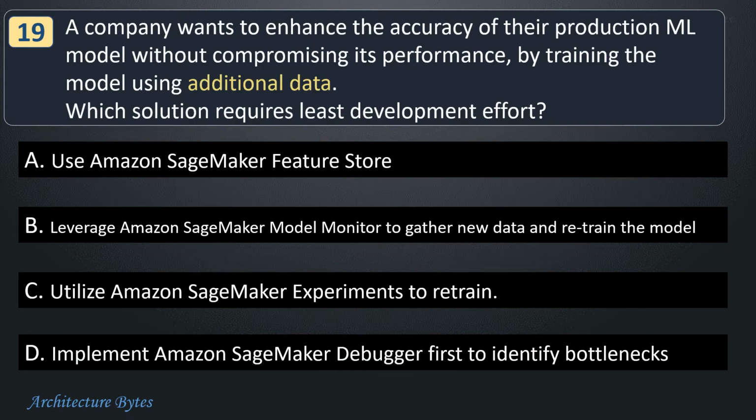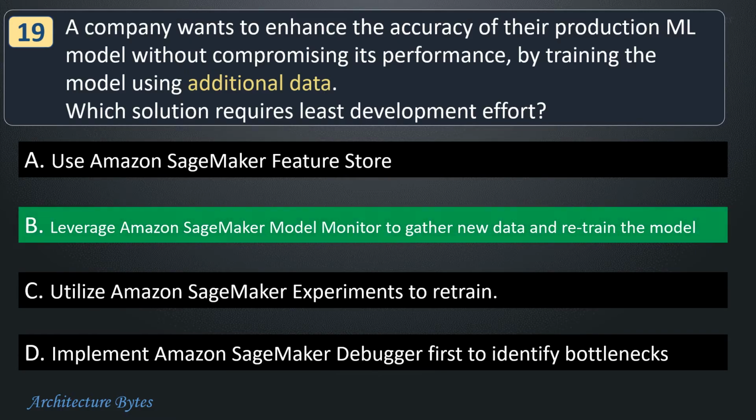A company wants to enhance the accuracy of their production machine learning model without compromising its performance by training the model using additional data. Which solution requires least development effort? Option A, use SageMaker Feature Store. Option B, leverage Amazon SageMaker Model Monitor to gather new data and retrain the model. Option C, utilize Amazon SageMaker Experiments to retrain. Option D, implement Amazon SageMaker Debugger first to identify bottlenecks.